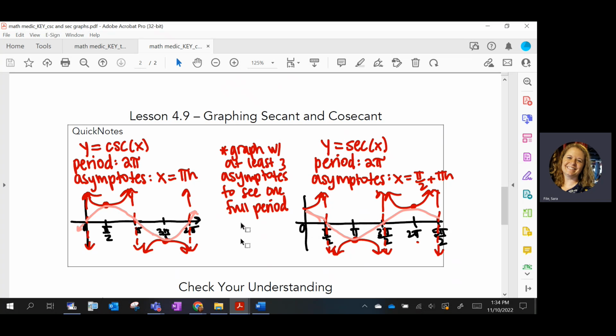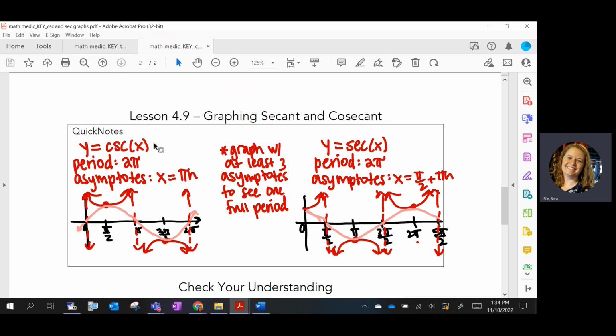Okay. This little note in the middle just says to graph with at least 3 asymptotes to see one full period. So that's here from this asymptote at pi halves to 5 pi halves. You can see one of the lower curves and the upper curves. But you could have also started at 0 and stopped at 2 pi. That's still one full cycle. It's just cutting both of those graphs in half. So if you'd rather see full curves, not cut in half, you can go from pi halves to 5 pi halves and have 3 asymptotes. Okay. All right.